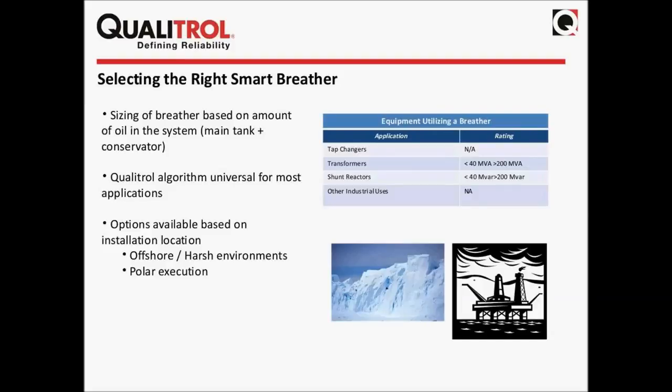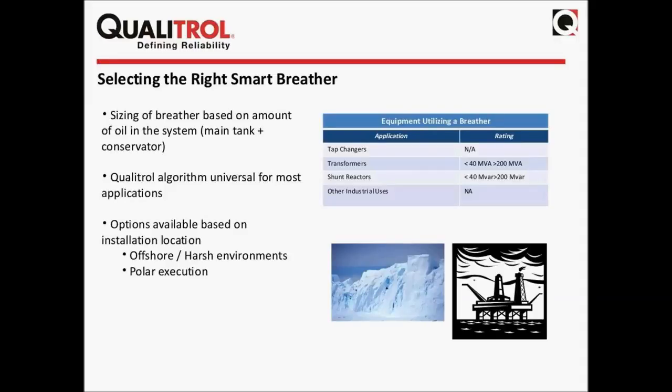And we offer many different size breathers depending on the size of the transformer or equipment that you're installing on. Our algorithm is universal for all applications, which is a little bit different than some other offerings on the market. You see here that breathers are generally used in tap changers, transformers, shunt reactors, and other industrial uses. Some of the other breathers on the market, you have to specify which piece of equipment you go on because the algorithm is highly dependent on which type of equipment you're installing on. Ours is universal, so it only depends on the amount of oil in that system. Again, it's the main tank plus the conservator.